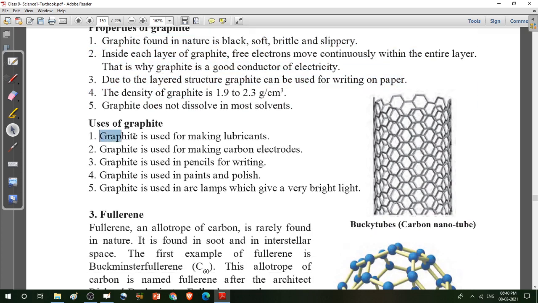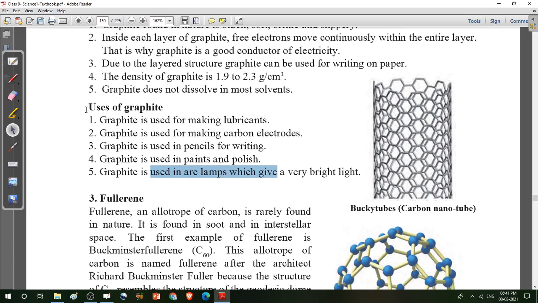So first, graphite is used for making lubricants and carbon electrodes. It is used in pencils for writing. It is used in paints and polish. It is used in arc lamps, which give a very bright light. So these were the uses of graphite. I hope you understood. If you have any query, you can message me.